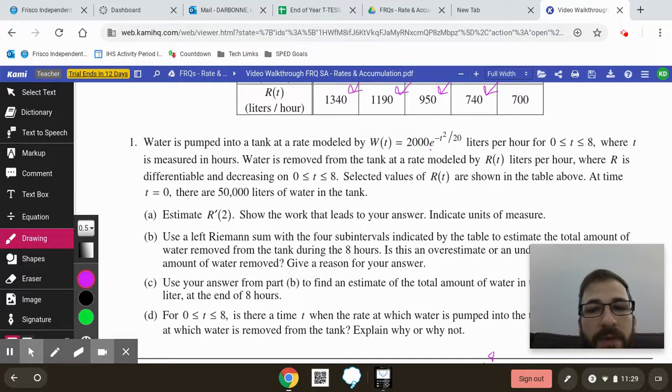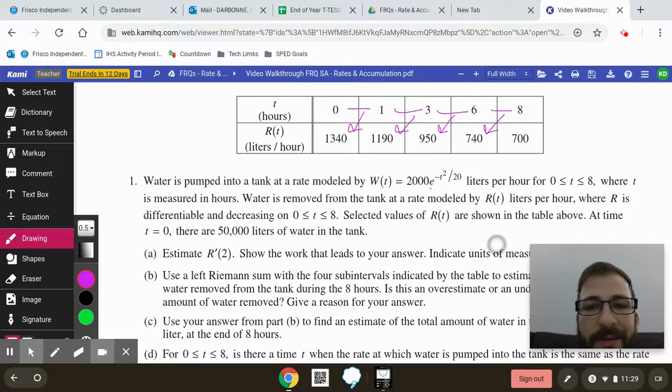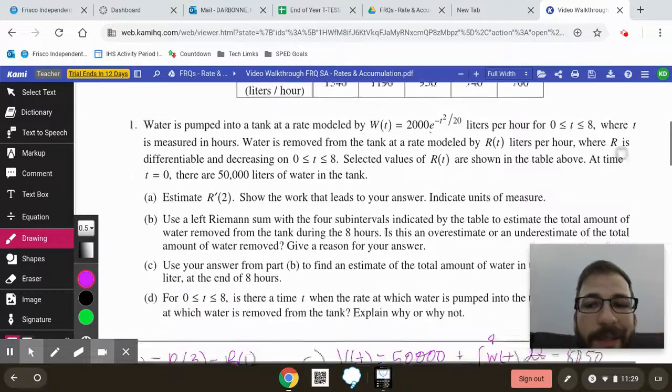They don't tell us about W of t, but it's a function involving e. e is continuous for all x values. It just goes a nice big swoop. So they don't really need to tell us that. We should be good.